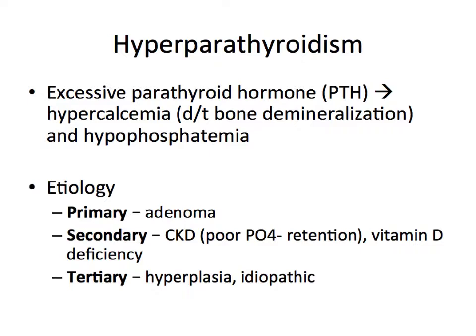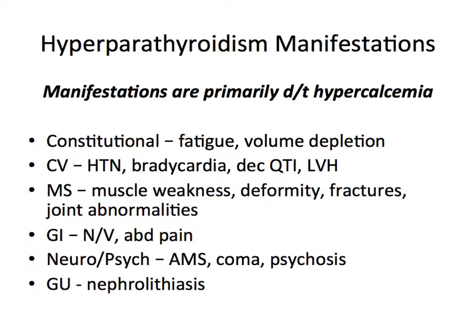The etiology can be broken down into primary, secondary, and tertiary causes. Primary hyperparathyroidism is associated with an adenoma. Secondary hyperparathyroidism is associated with chronic kidney disease due to poor phosphorus retention or vitamin D deficiency. Tertiary hyperparathyroidism is associated with hyperplasia or is idiopathic. The manifestations are often associated with hypercalcemia. In general, the patient may experience fatigue and volume depletion.